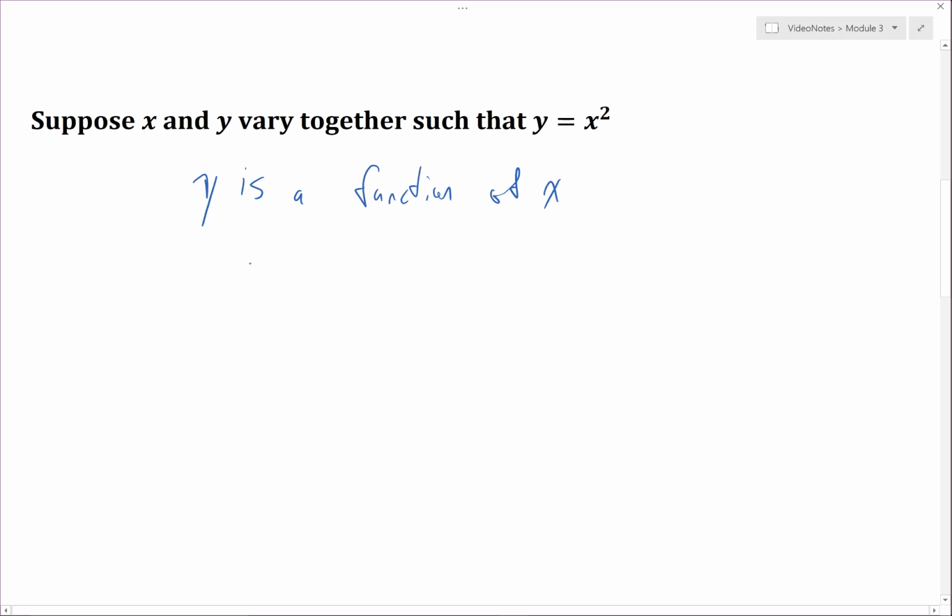And maybe we name this function f. So f takes as its input a value of x and outputs the value of y. And since we know how x and y are related, we can actually write a formula for this function. So f of x is actually equal to x squared.